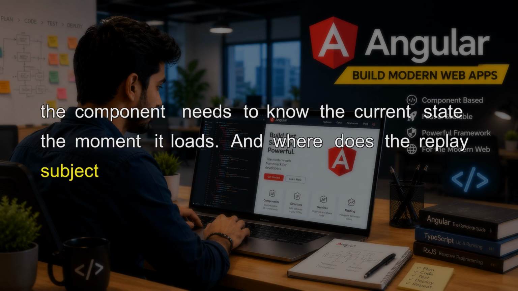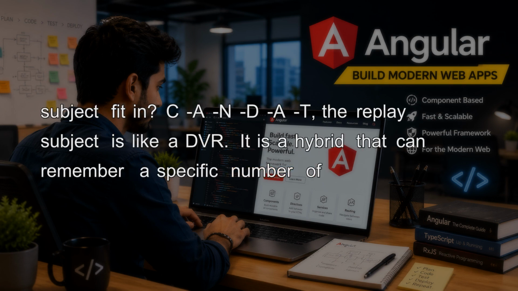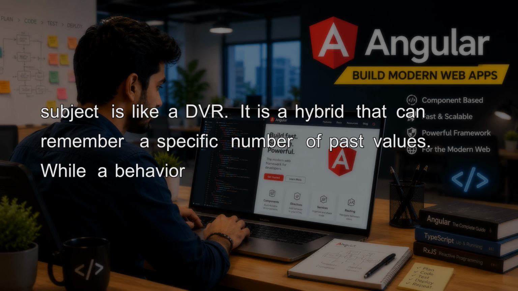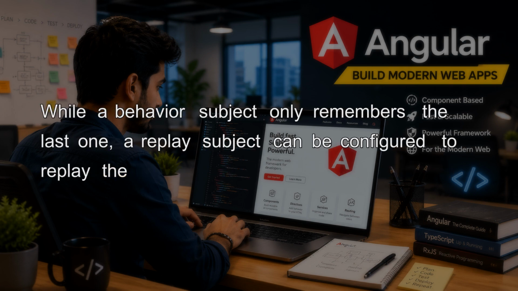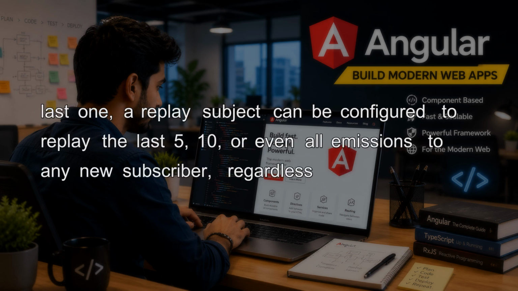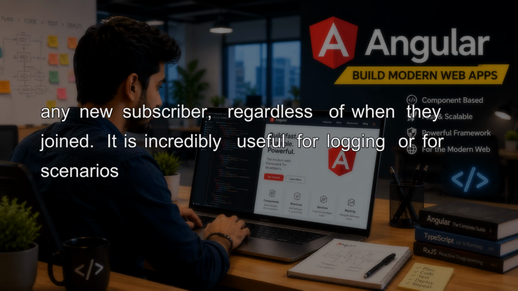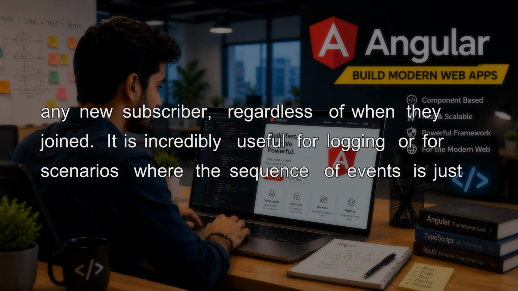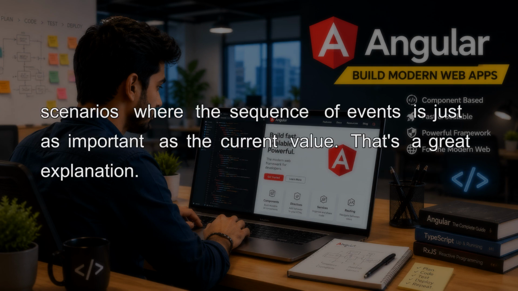And where does the replay subject fit in? Well, the replay subject is like a DVR. It is a hybrid that can remember a specific number of past values. While a behavior subject only remembers the last one, a replay subject can be configured to replay the last 5, 10, or even all emissions to any new subscriber, regardless of when they joined. It is incredibly useful for logging or for scenarios where the sequence of events is just as important as the current value. That's a great explanation.